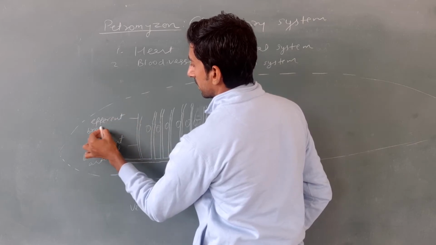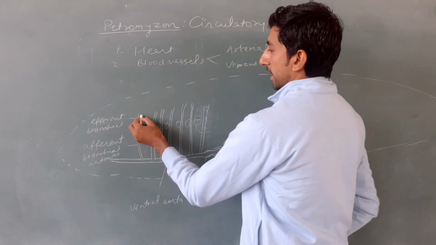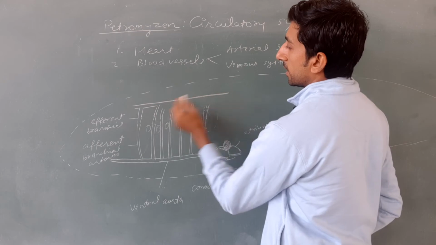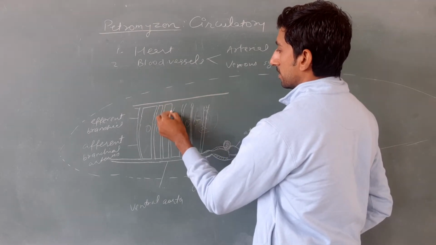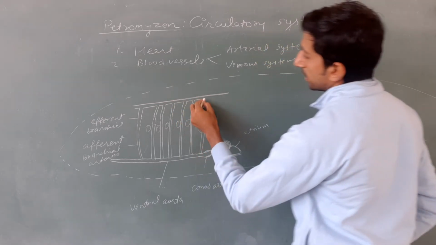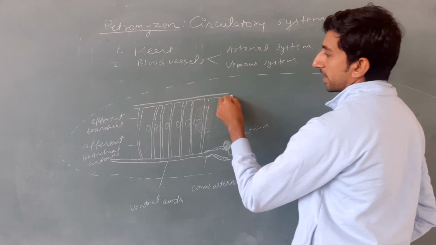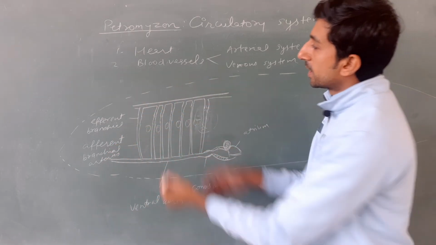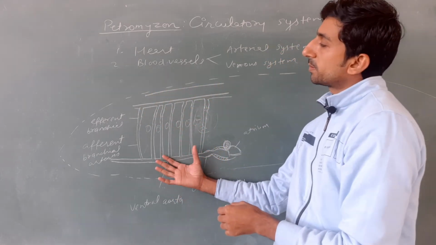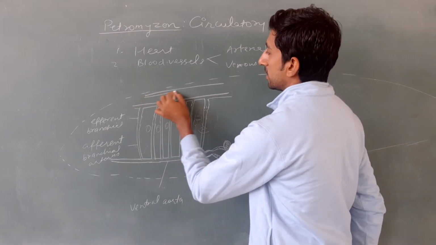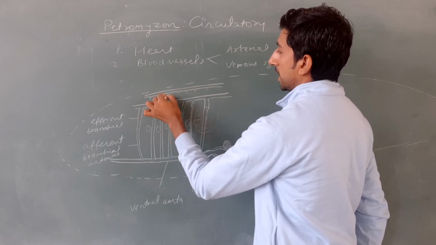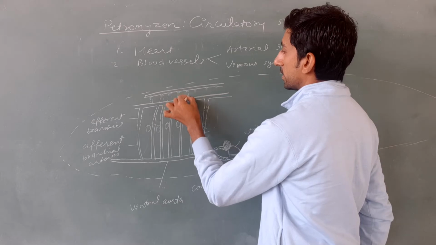Efferent branchial arteries, and these join in lateral aorta. Lateral aorta, left lateral aorta and right lateral aorta. Two lateral aortae are present. This one is left lateral aorta, and on the right side the 7 efferent branchial arteries coming from the right side, they join this right lateral aorta. I am making them in dotted lines.